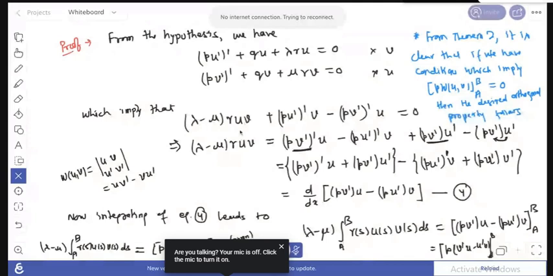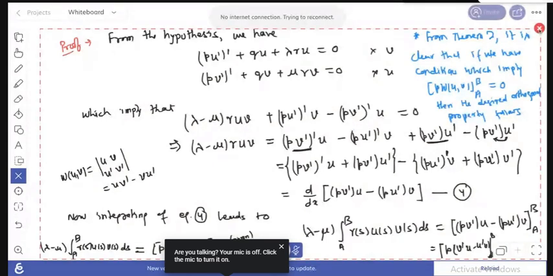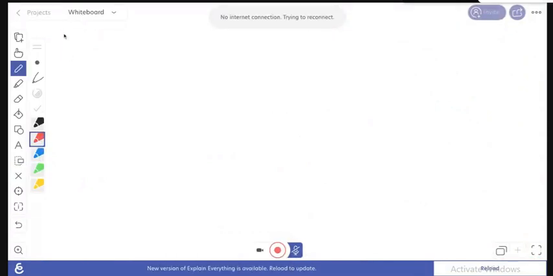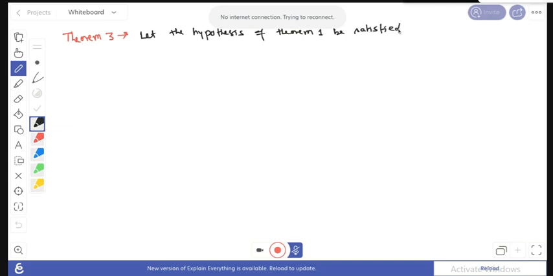Okay, so next theorem is theorem 3, on the next page. Theorem third says: let the hypothesis of theorem first be satisfied. So let us assume, so that we do not have to write theorem first again and again, that all the assumptions of theorem first are fulfilled.